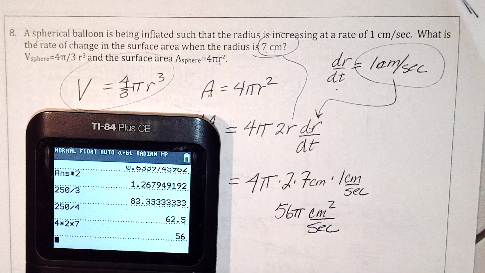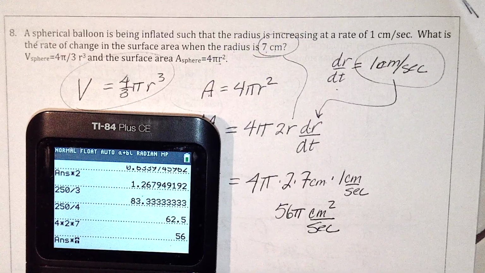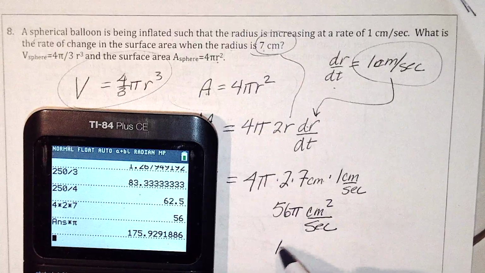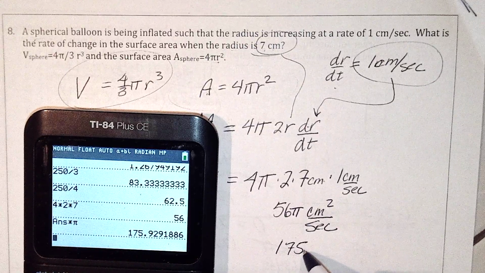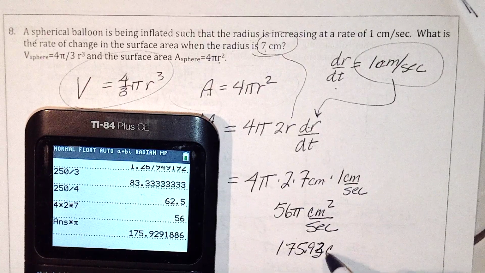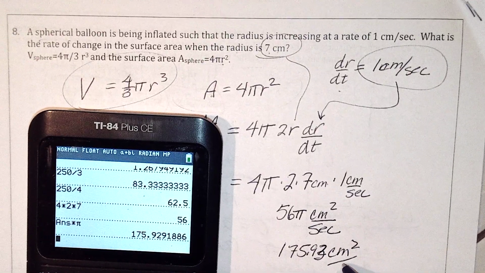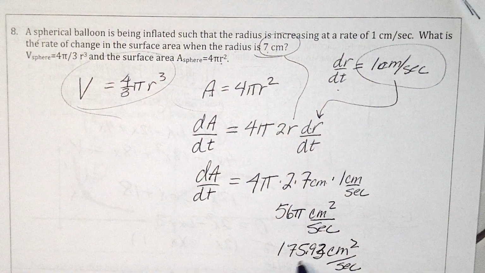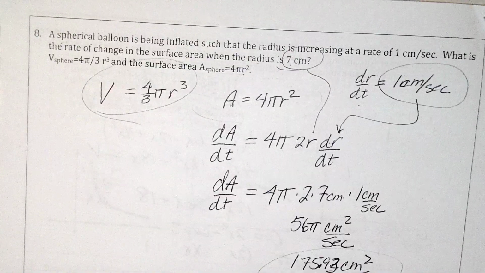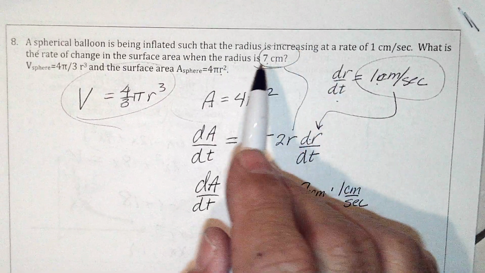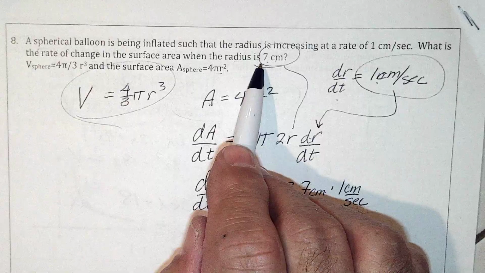Or if you want, in decimal, 175.9293 centimeters squared every second is how fast the surface area is increasing if the radius is increasing by 1 centimeter per second and the radius is already 7 centimeters.